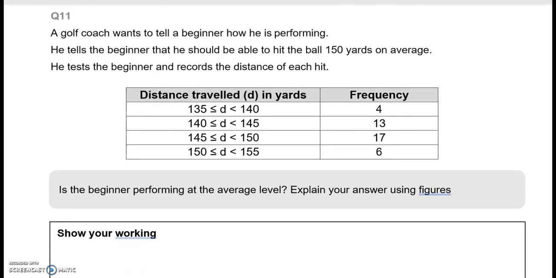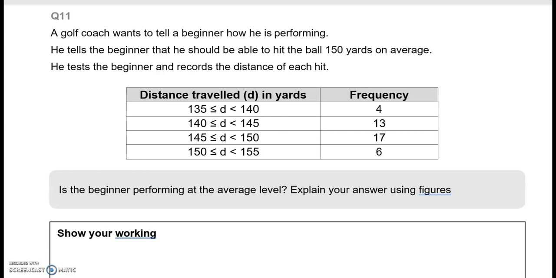A golf coach wants to tell a beginner how he is performing. He tells the beginner that he should be able to hit the ball 150 yards on average. He tests the beginner and records the distance of each hit. We've got the distance travelled in yards, and we've got the frequency. Is the beginner performing at the average level? Explain your answer using figures.